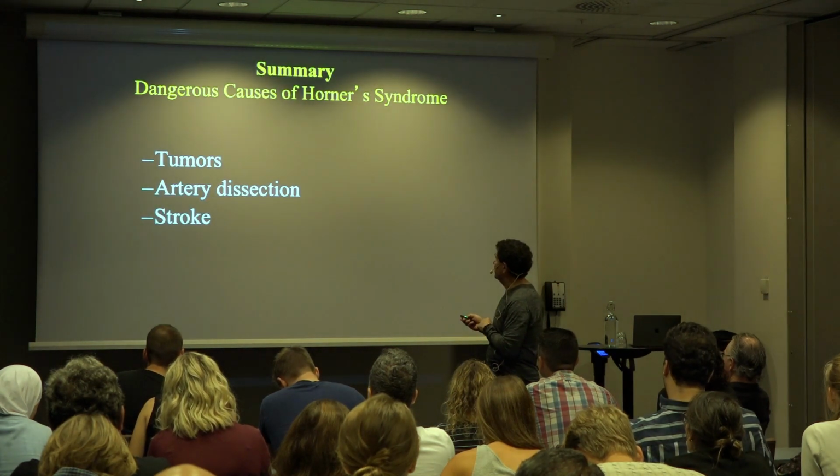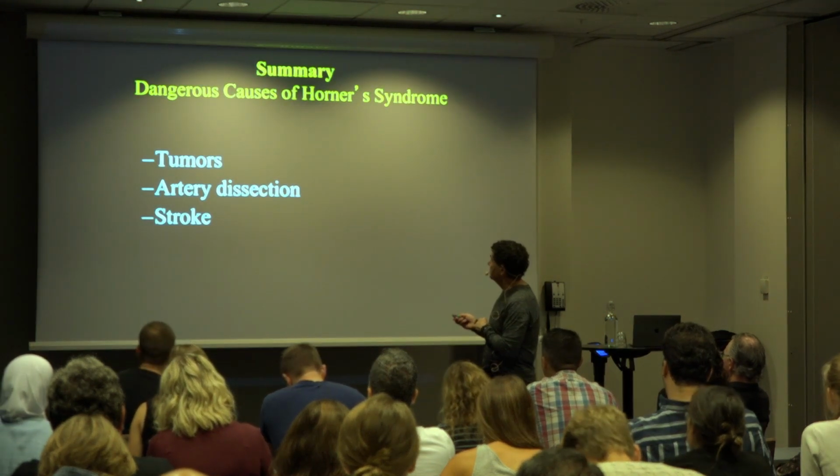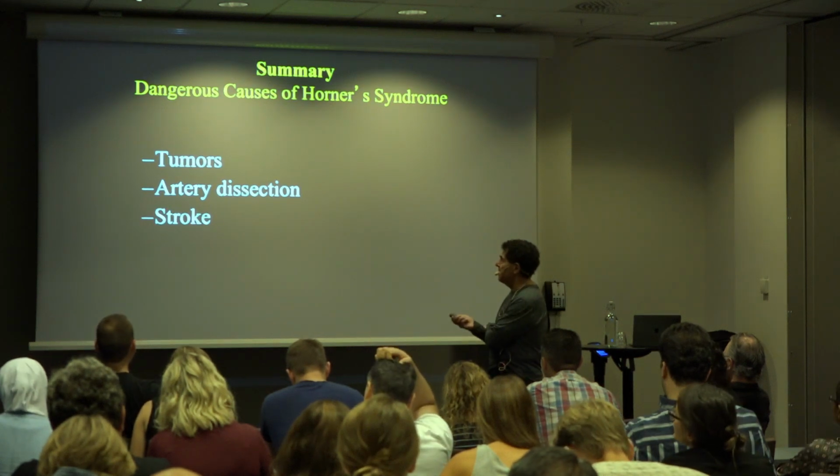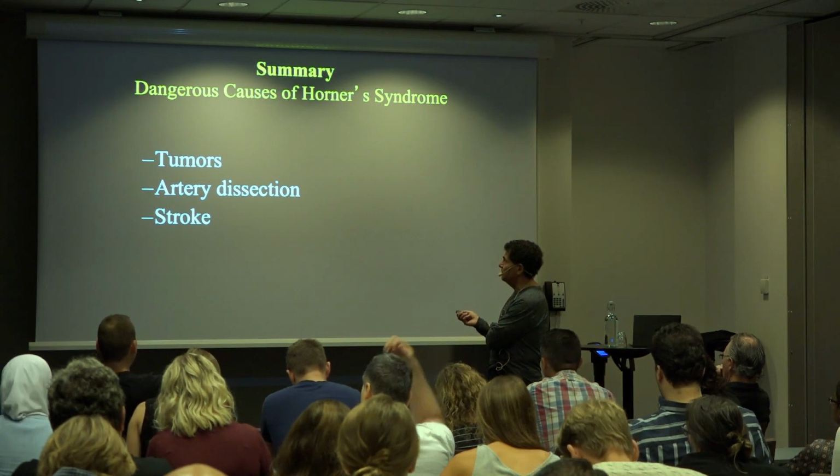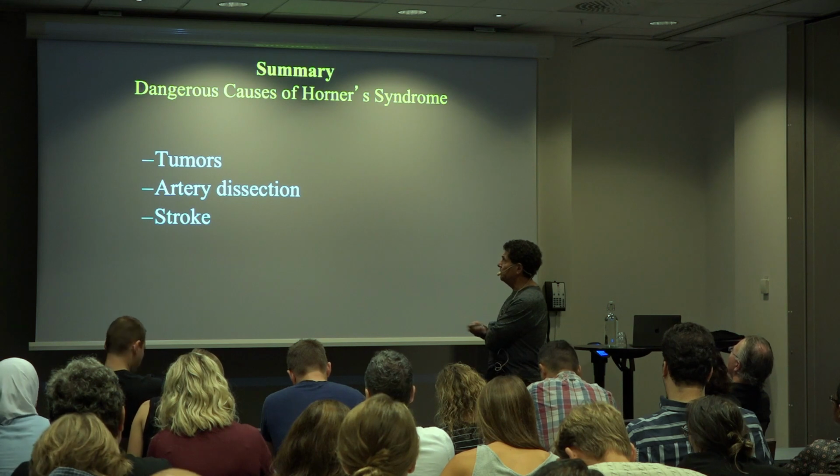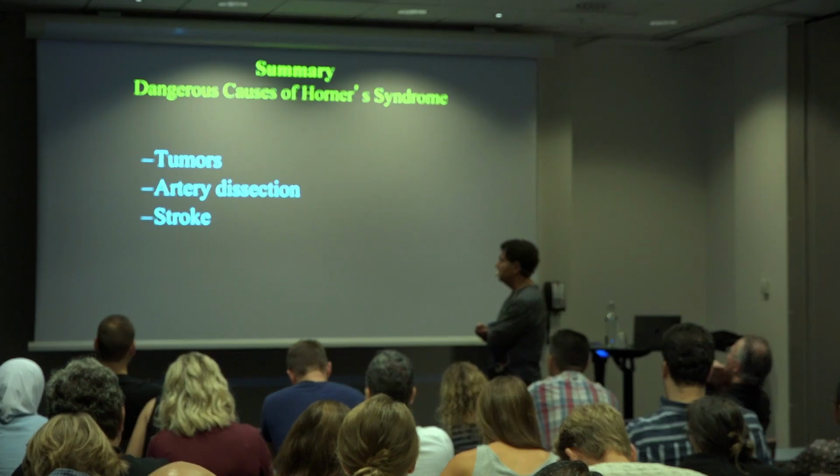I'm going to go forward here a little bit. So just things to think about with the Horner syndrome are tumors, artery dissections, and stroke. Those are the dangerous ones.